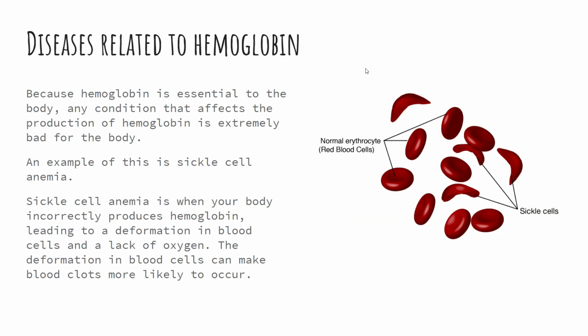Diseases related to hemoglobin. Because hemoglobin is essential to the body, any condition that affects the production of hemoglobin is extremely bad for the body. An example of this is sickle cell anemia. Sickle cell anemia is when your body incorrectly produces hemoglobin, leading to a deformation in blood cells and a lack of oxygen. The deformation in blood cells can make blood clots more likely to occur.